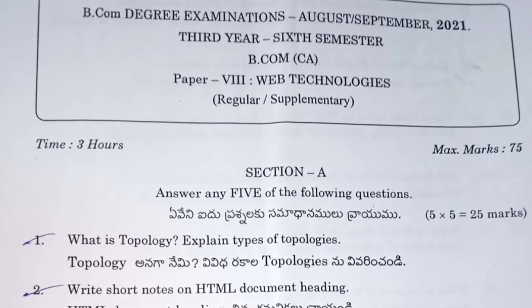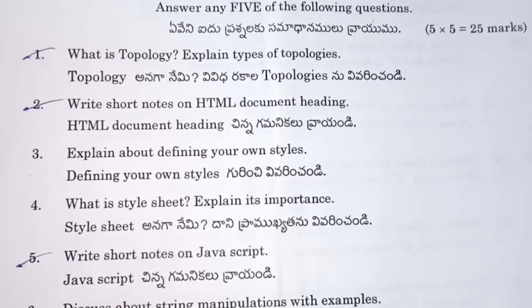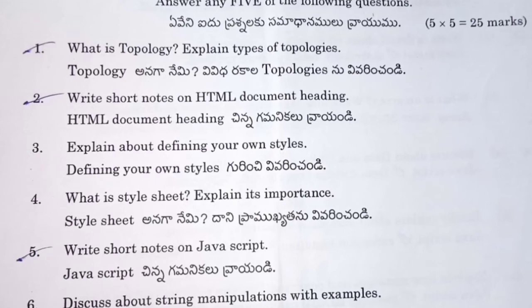Next, the 2021 question paper. So here the first question is, what is topology? Explain types of topologies. Okay. So I already told you for BCom there is one topic that belongs to networks. So for BSc the network topic is not there. Okay, so there is a simple difference between the BCom question paper and the BSc question paper, but the important questions are the same.